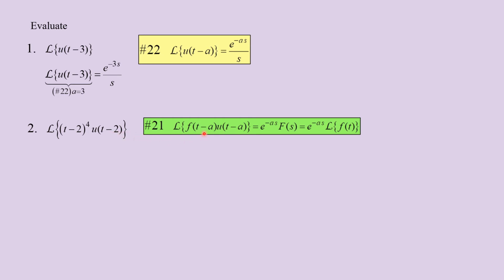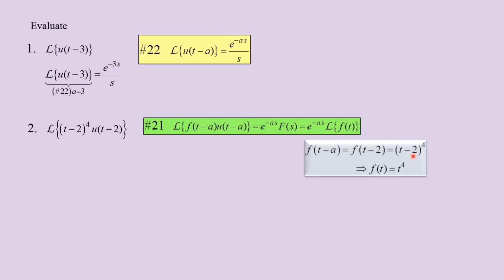And f(t minus a) is (t minus 2) to the power of 4. Since a is equal to 2, we can also say f(t minus a) is equal to f(t minus 2). Now to get the Laplace transform of this function using formula number 21, we need to determine f(t). If f(t minus 2) is (t minus 2) to the power of 4, then certainly f(t) must be t to the power of 4. So this is the function t to the power of 4. (t minus 2) to the power of 4 means this quartic function, or this fourth degree polynomial function, has been shifted 2 units to the right.